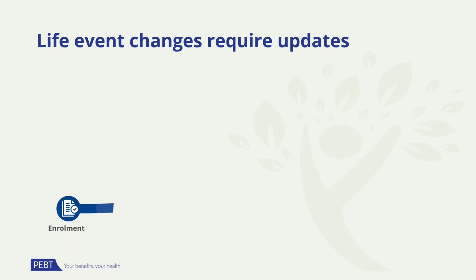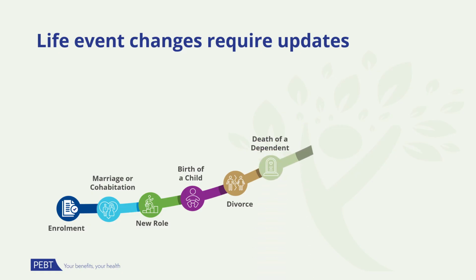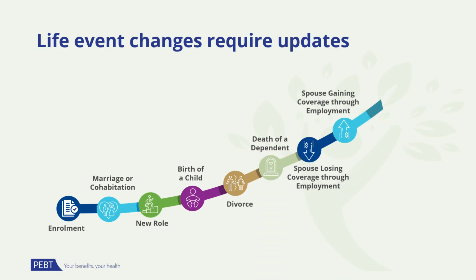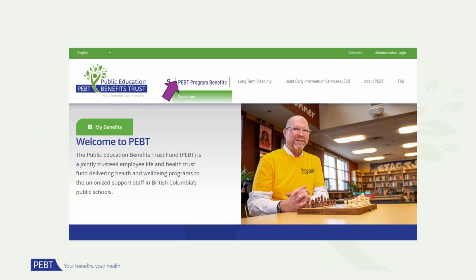After initial enrollment, a member may experience various life events, including marriage or cohabitation, obtaining a new job role, the birth of a child, divorce, death of a dependent, the spouse losing or gaining coverage through their employer, and various leaves and retirement. When a life event occurs, in many cases, the employee will need to complete and sign a PEBT change form to communicate the changes to you. Your responsibility is to provide an electronic or paper copy of the PEBT change form to the employee to complete and sign. You can find the form on our website under Forms.